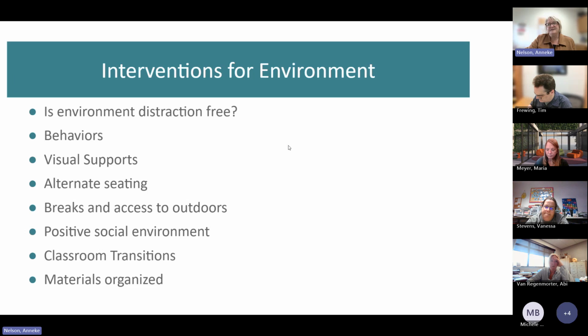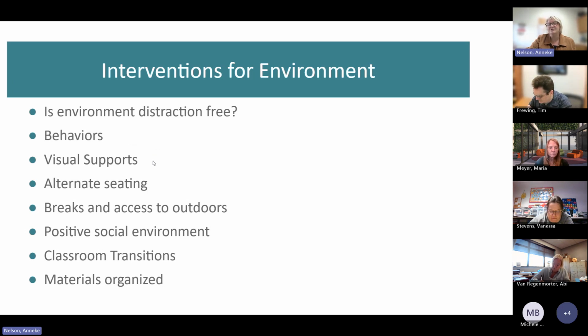We can also consider some interventions for the environment. So thinking about, is our environment distraction free? Have we addressed behaviors that are occurring within the environment? We know that if there are a lot of behaviors occurring in a classroom, that can really impact not only the students that are having the behaviors, but the other students too. So is that maybe something that we need to address?